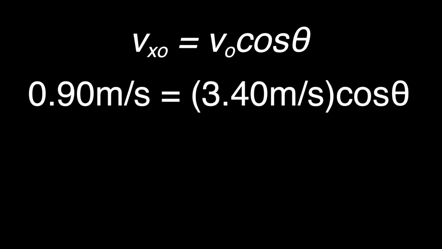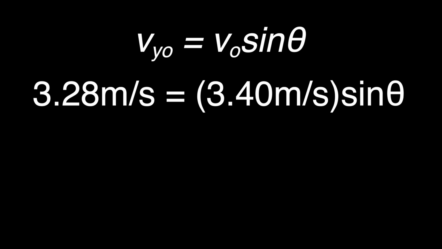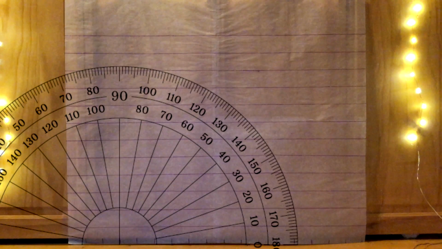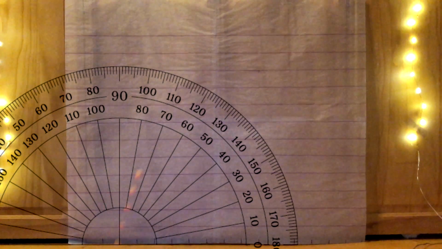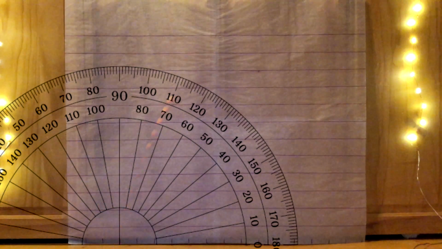One way is by using the initial horizontal component of velocity, which is equal to the initial velocity multiplied by cosine theta, theta being the angle. When we do this, we get an angle of 74.7 degrees. We could also use the initial vertical component of velocity, which is equal to the product of the initial velocity and sine theta. When we do this, we also get 74.7 degrees. This demonstrates how, as long as you have two of the velocities, you could use either of these equations to obtain the angle. When we overlay a protractor on the video, we can see that the value of 74.7 appears to be pretty accurate.